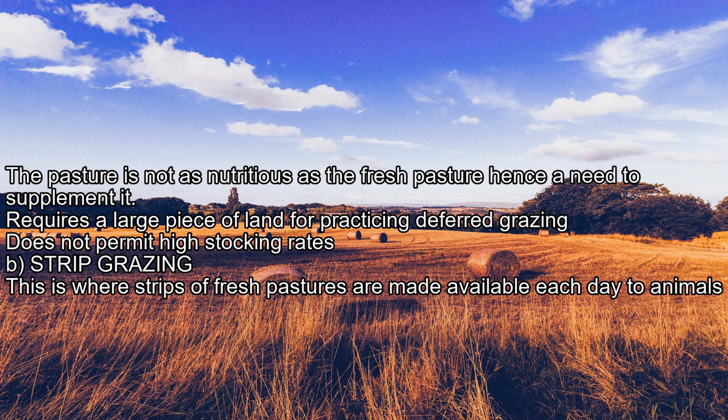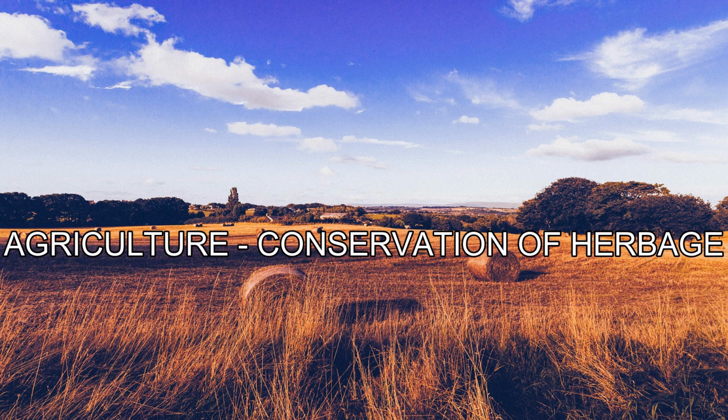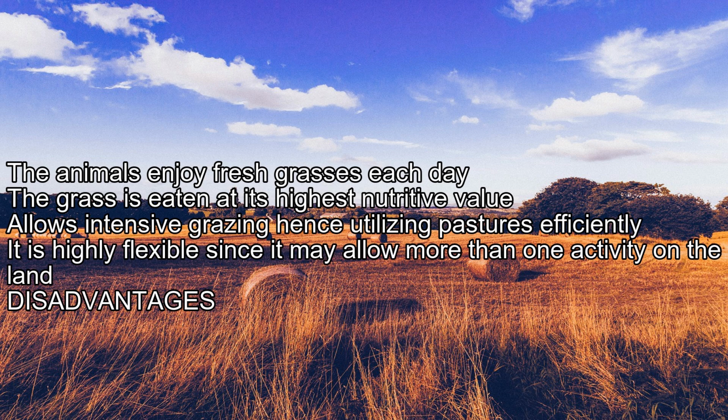Strip grazing. This is where strips of fresh pastures are made available each day to animals. Agriculture conservation of herbage. The animals enjoy fresh grasses each day. The grass is eaten at its highest nutritive value. Allows intensive grazing, hence utilizing pastures efficiently.